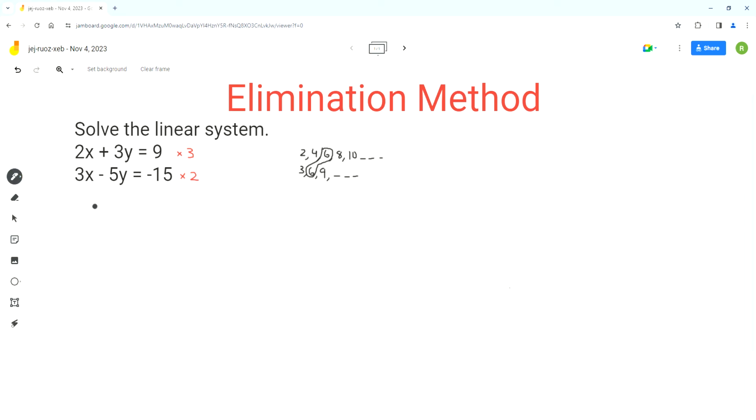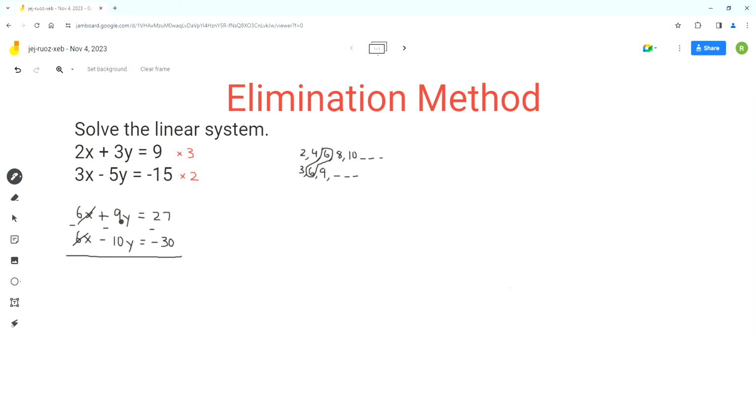So when we do the multiplication, the new equations are 6x plus 9y equals 27. So we multiply 3 by 3 and then 9 by 3. Now we do the same thing for the second equation. So 3 times 2 is 6, so there's 6x minus 10y equals negative 30. So we did negative 5 times 2 and then negative 15 times 2. Now if we subtract these two equations, the x terms will cancel each other out.